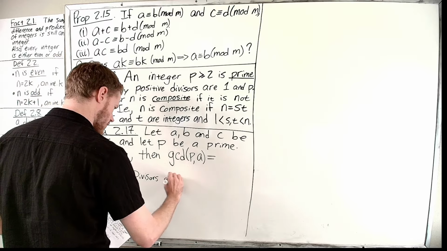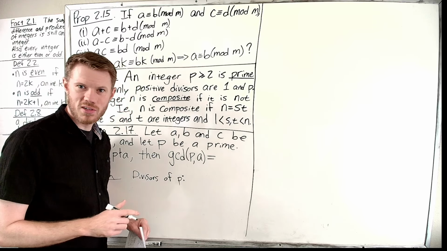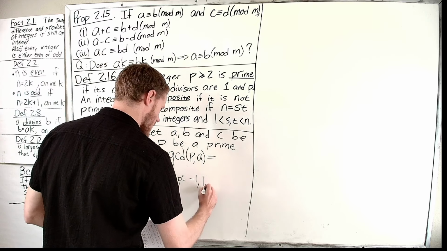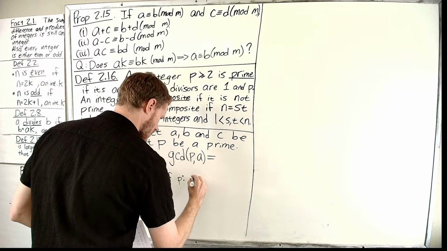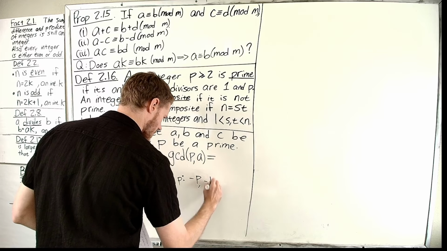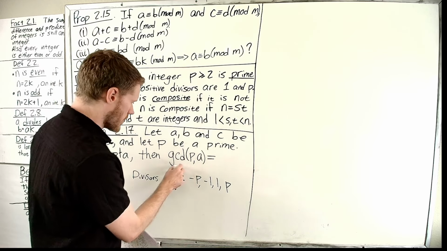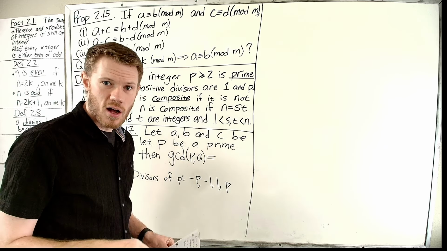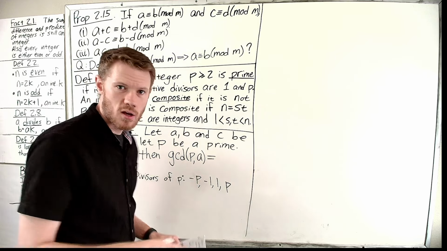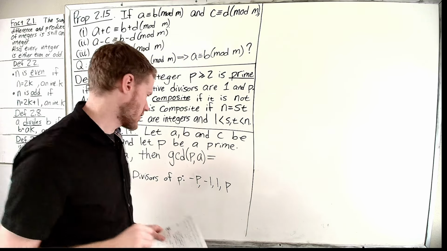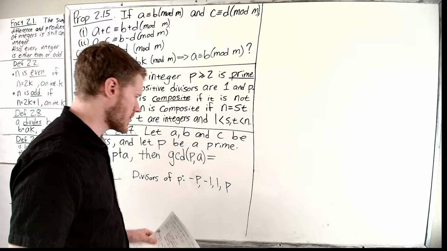Divisors of p. The divisors of p, we just said them. Starting with the least one: negative p, negative 1, 1, and p. So the GCD asks for, among all common divisors between p and a, which one is the greatest? That's what it's asking for. So we know p's divisors: negative p, negative 1, 1, and p.